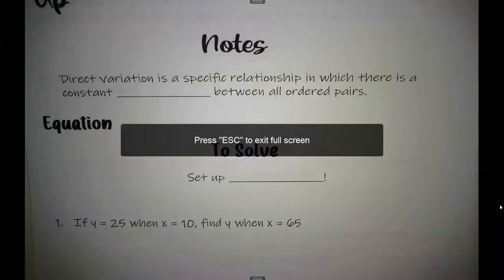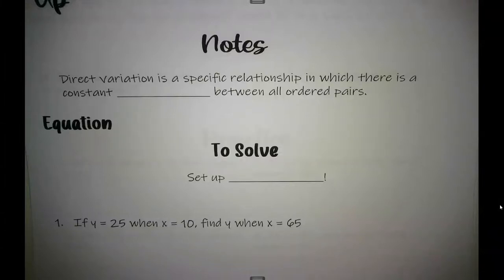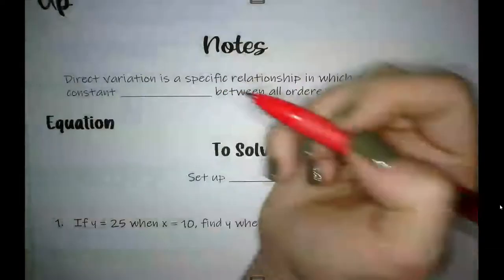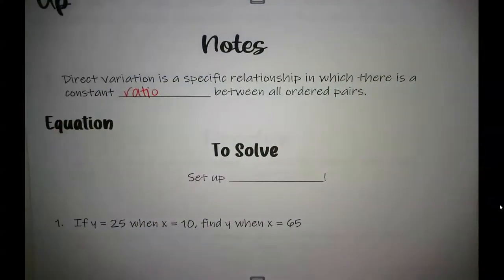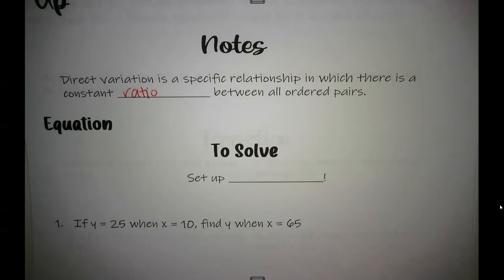Let's look at direct variation. Direct variation is a specific relationship in which there is a constant ratio between all ordered pairs, all of our x's and our y's. And our equation looks like this.